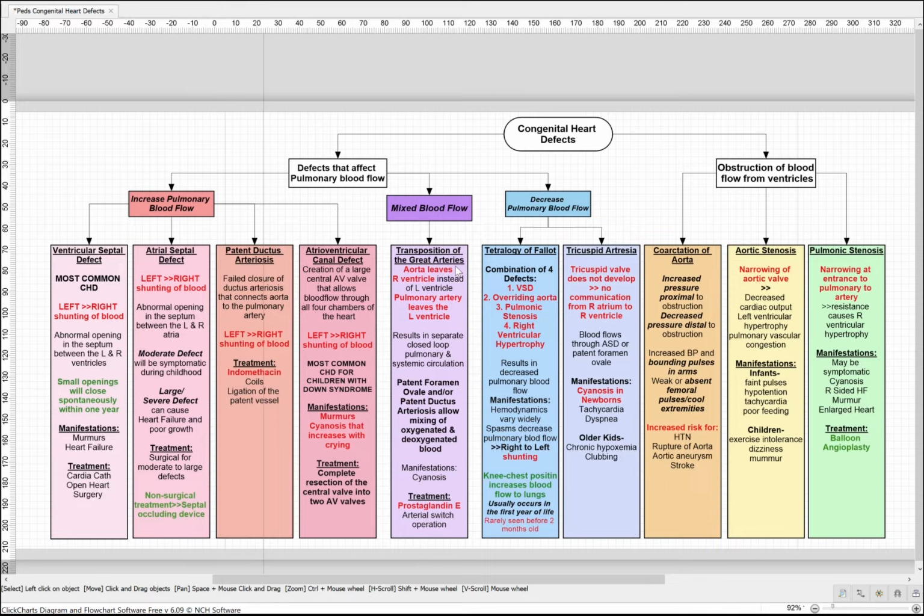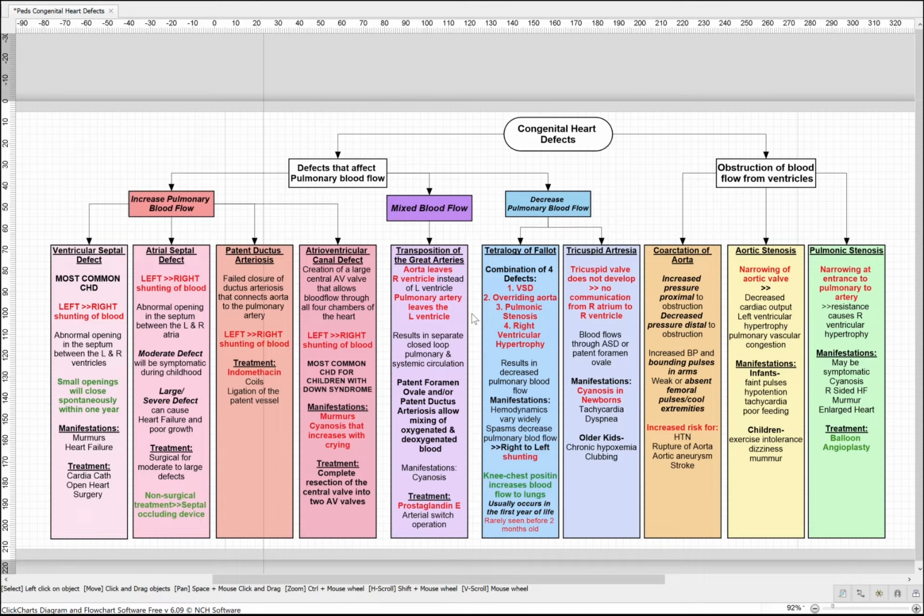So in transposition of the great arteries, these arteries are swapped. So instead what we have is our aorta is leaving the right ventricle, and the pulmonary artery is leaving the left ventricle. So rather than having everything connected, where the right side of the heart leads into our pulmonary circuit, and then we get to the left side of the heart and we get a systemic circuit where everything's connected and going well, instead what we end up with is sort of closed loop systems. So we have a closed loop for our pulmonary circuit and we have a closed loop for our systemic circulation.